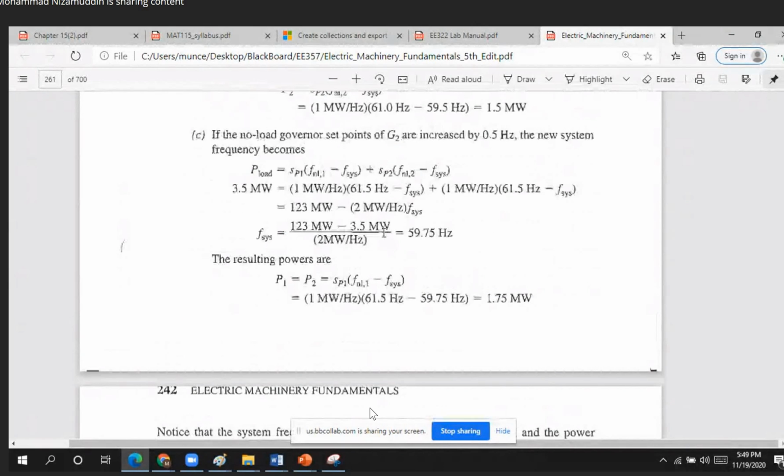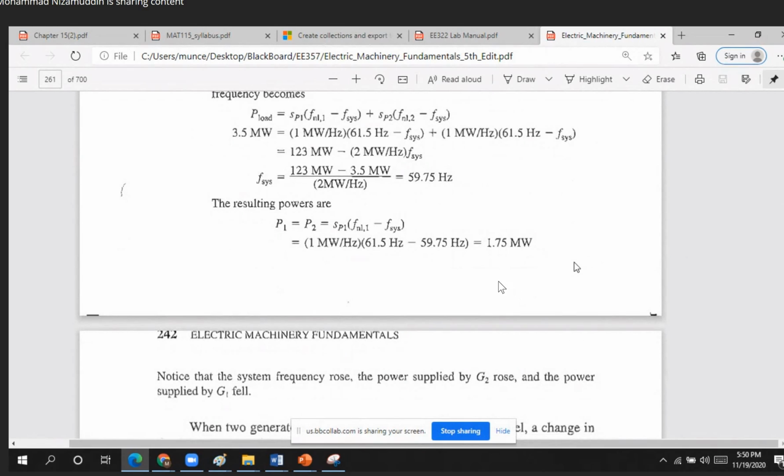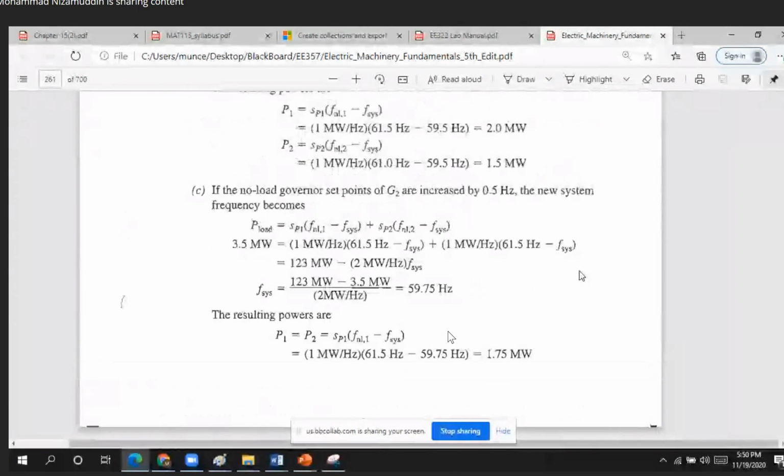You can check. Look at this: 61.5, 61.5, 1 megawatt per hertz, 1 megawatt per hertz. That's why they are the same expression. So this question might be asked this way: if you want to share the same amount of power, what should be the no load frequency of each one? Even if the slopes are different, you can equate them by changing the no load frequency.